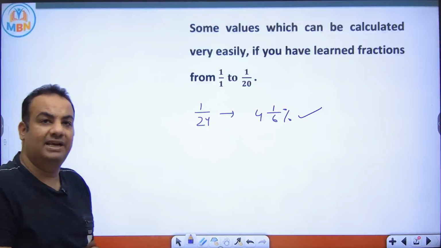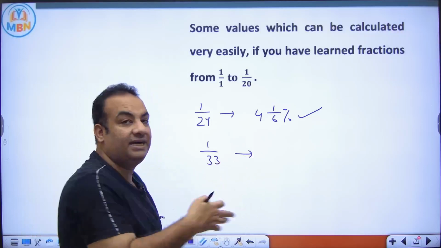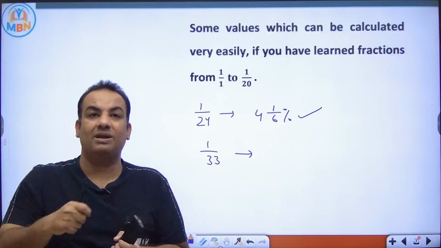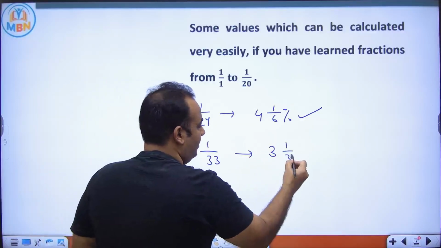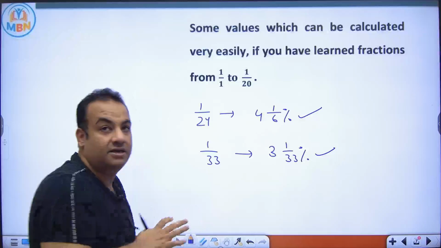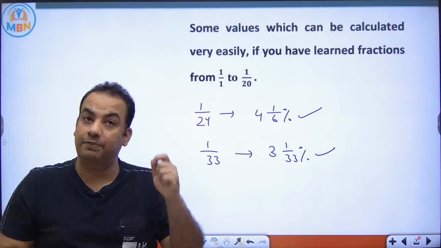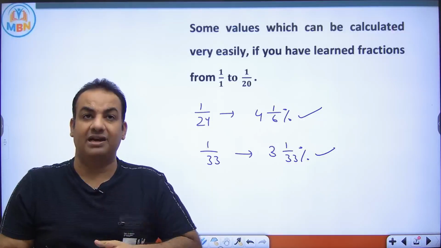So this you can easily do. Suppose I give you 1 by 33%, 1 by 33 in terms of percentage. Now you know that 1 by 11 is what? 9 1 by 11%. So 9 1 by 11 divided by 3, that is 3 1 by 33%. You can easily do this. So values from 1 by 1 to 1 by 20 should be on your tips, and you can calculate other related values fast.